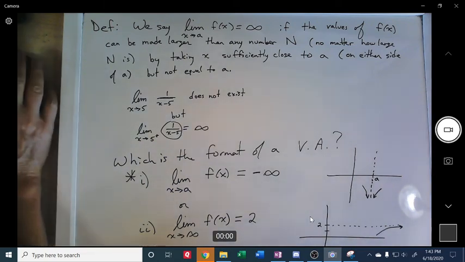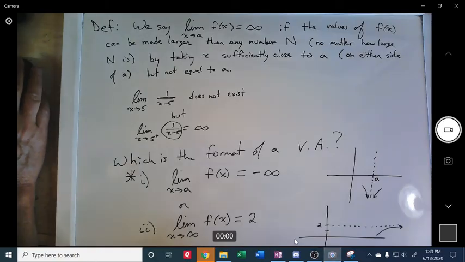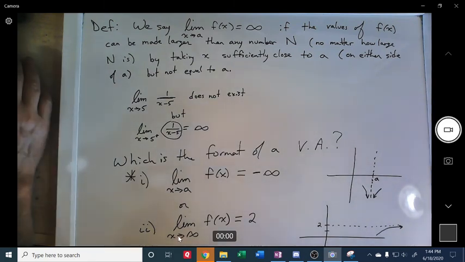All right. And notice where we were here. This had x approaching a, and the infinity or negative infinity shows up on the right-hand side of the equation. Underneath the limit, there's no infinity. But for horizontal asymptotes, which we're going to get into in the following section, the infinity shows up down here. There's no infinity over here. It just is down below the limit. Okay.